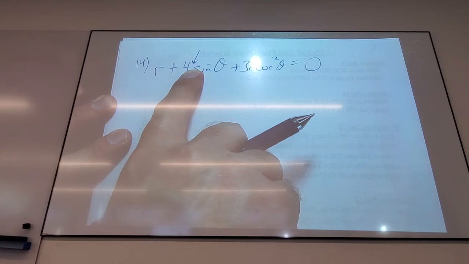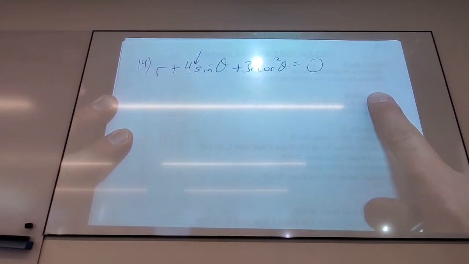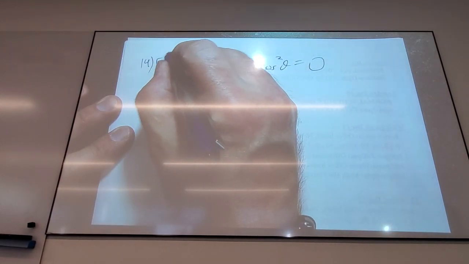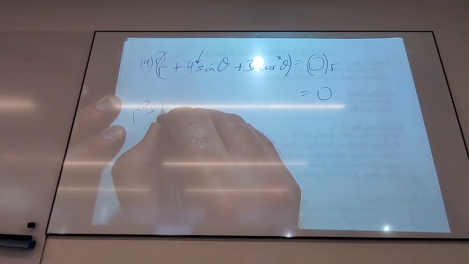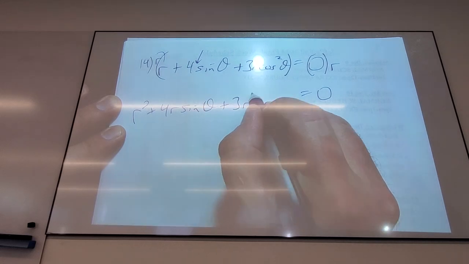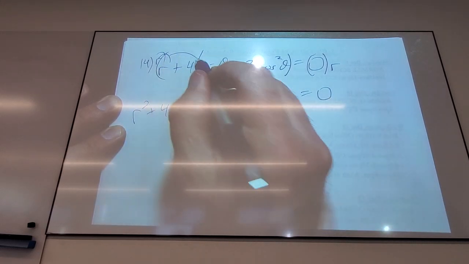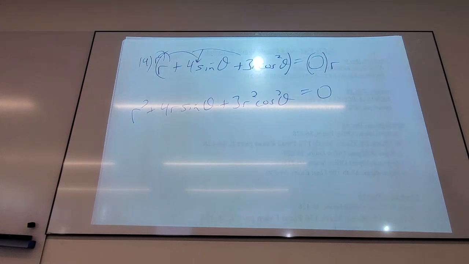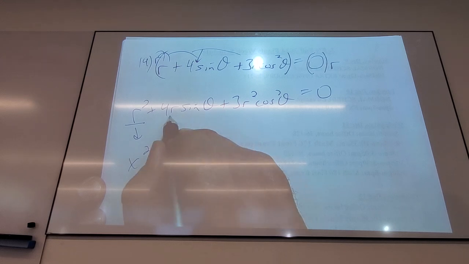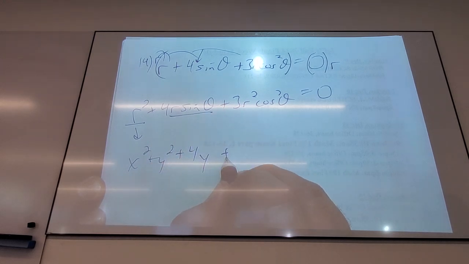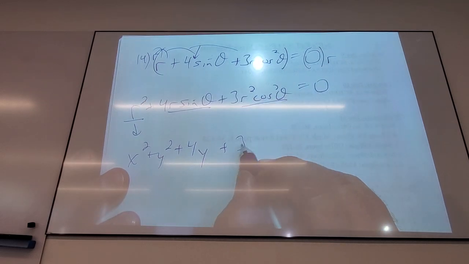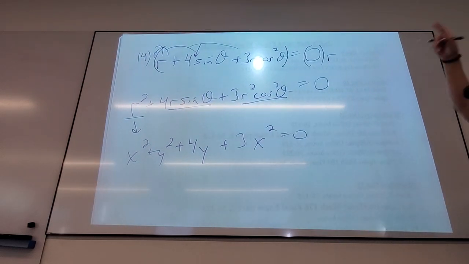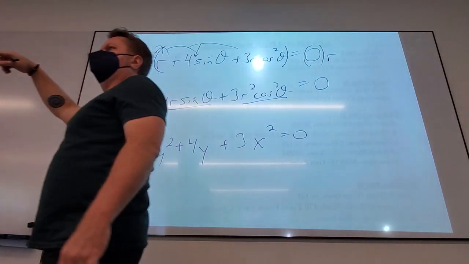So how do I get an R to show up right here? What do I do to everything? Multiply by R. This is R squared. It's 3R squared. See that? The R goes to each thing. Now, what's R squared? X squared plus y squared. And what's R sine theta? Y. And what's R squared cosine squared? 3x squared. Right, because R cosine is x. So R squared cosine squared is x squared.